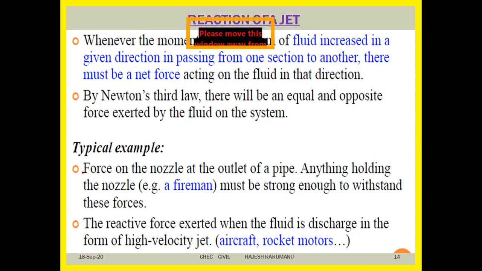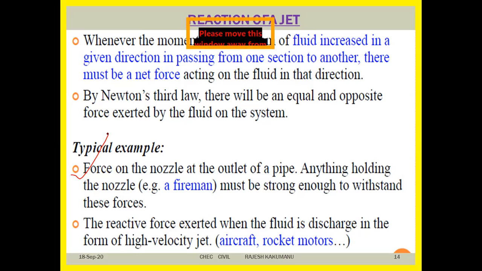The first example is force on a nozzle at the outlet of the pipe. Whenever you have a pipe inlet and outlet, you have to see the force acting at the outlet of the pipe. Anything holding the nozzle, for example a fireman, must be strong enough to withstand the forces. Where do you hear the name fireman? Whenever there is a fire accident, you have firefighting equipment.